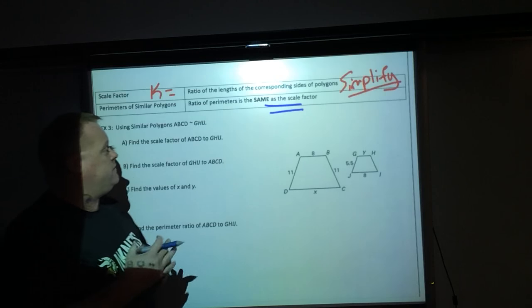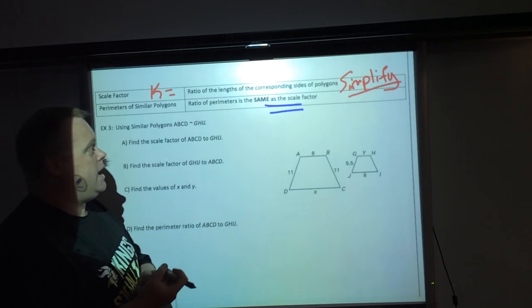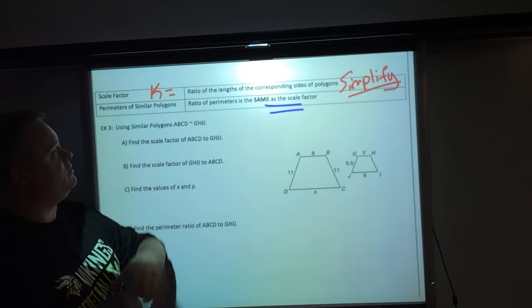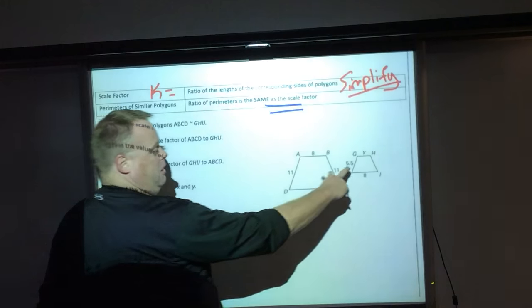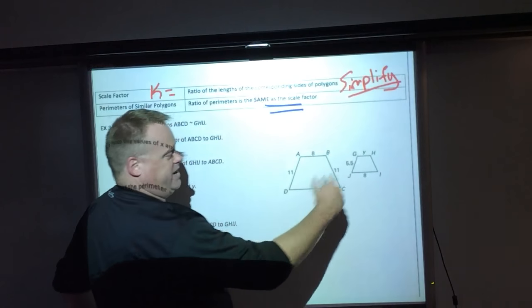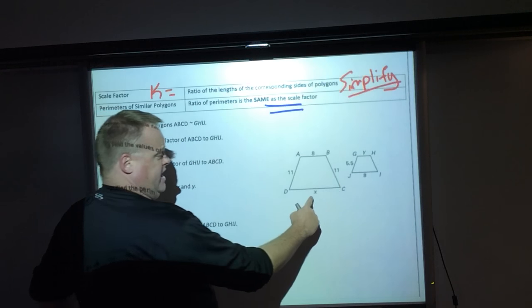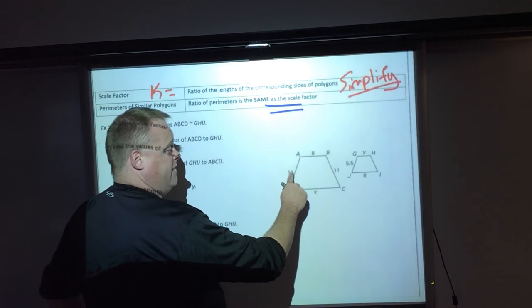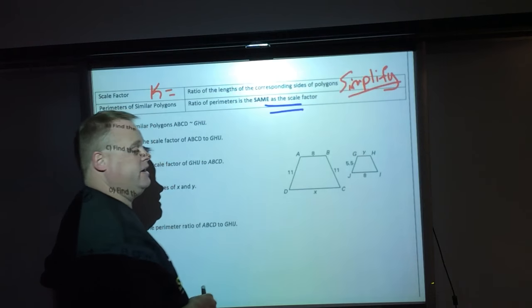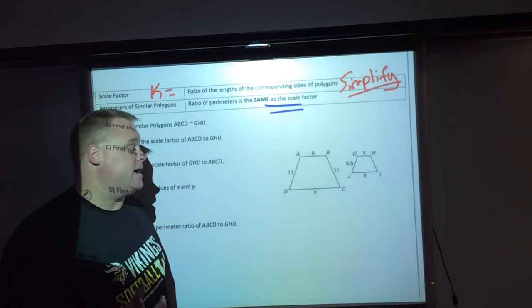All right, so I want to find the scale factor. Well, how do I do it? It's the ratio of the lengths of the corresponding sides of polygons. If I look at these two polygons, I know 8 is to y. Well, I can't really find the ratio there. x is to 8. Okay, those are the bases. I can't do that. I've got 11 to 5.5. Well, I can do that.